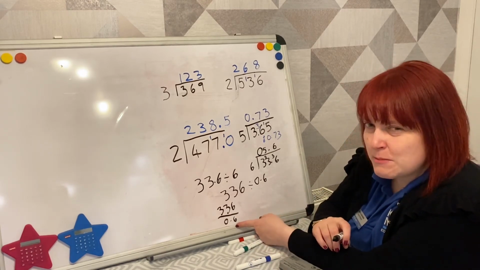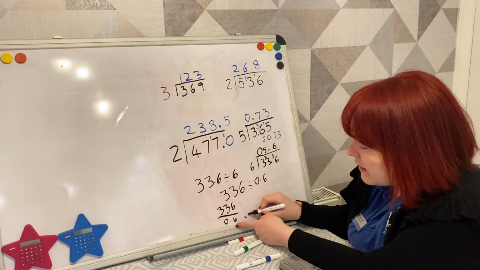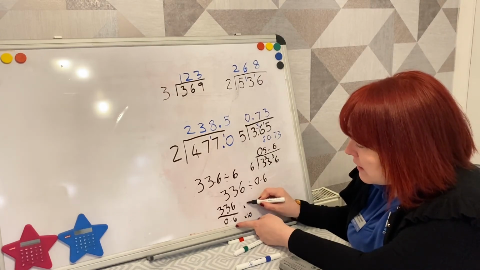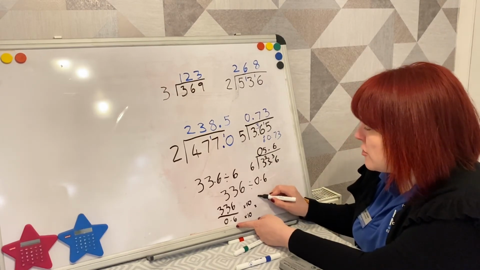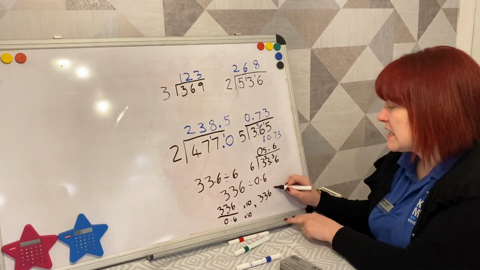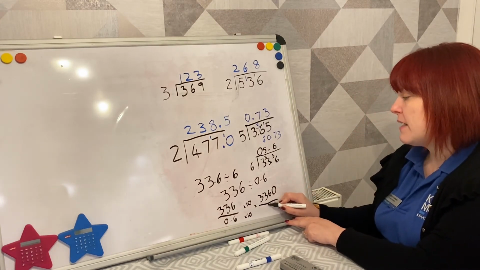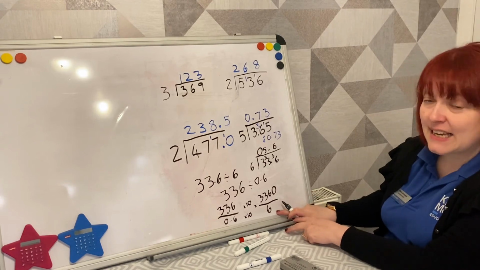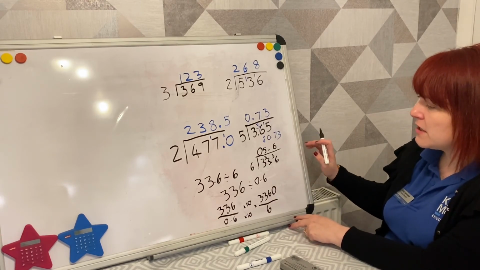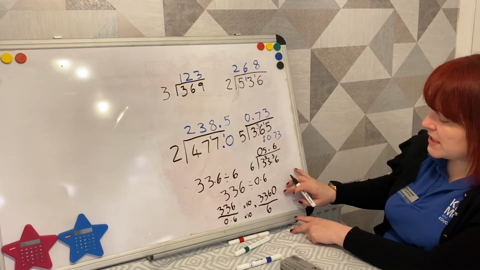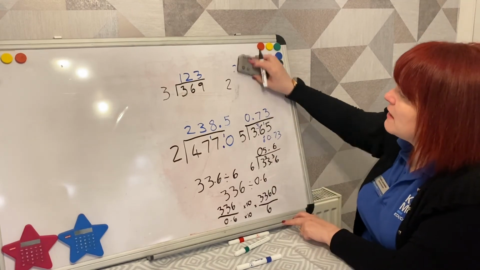If it's only got one decimal place, I'm going to times by 10. And I do that on the top and the bottom. So I end up with 3360 divided by 6. And that I can do using our usual method. So 3360 divided by 6. Let's find a little bit of space up here.